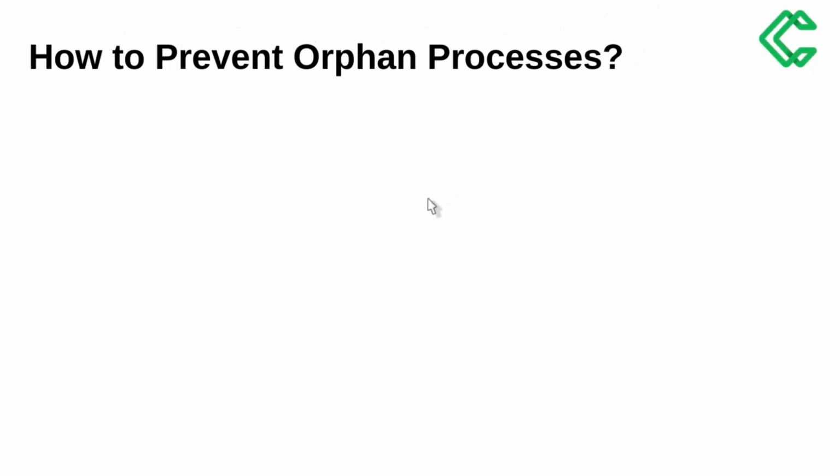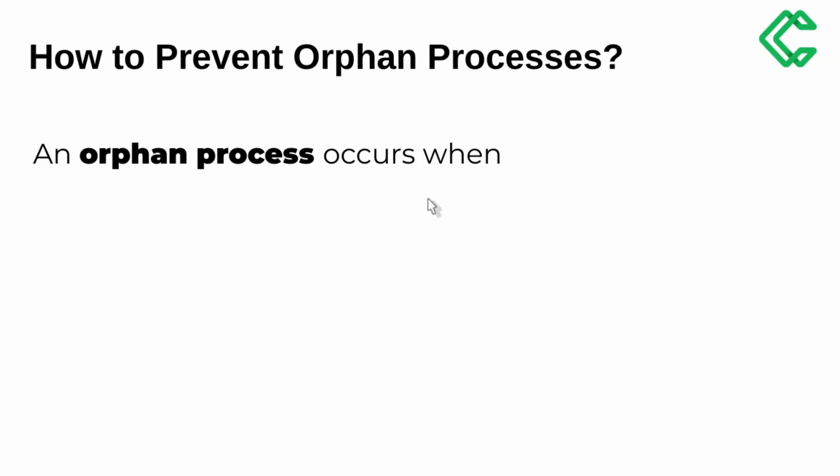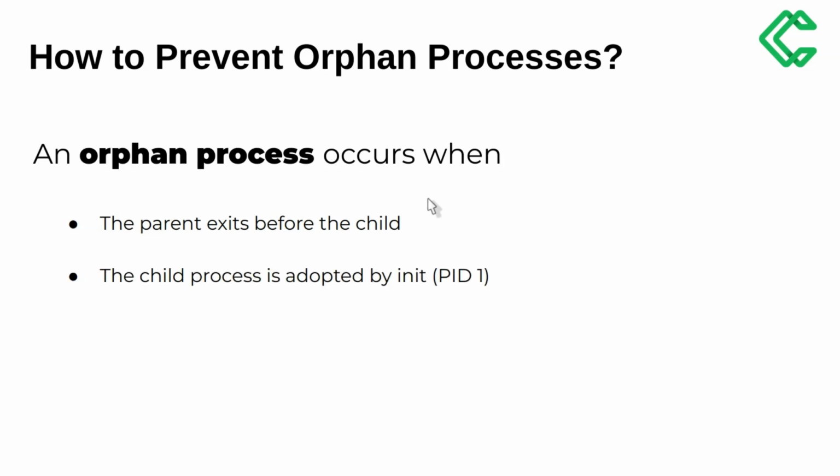How to prevent orphan processes? An orphan process is a child process whose parent has terminated before the child finishes execution. In this case, the child gets reparented to the init process. This doesn't waste resources but can be avoided by making the parent wait for the child's completion. Let's see with the help of one example.